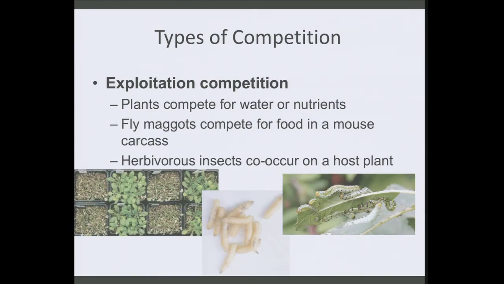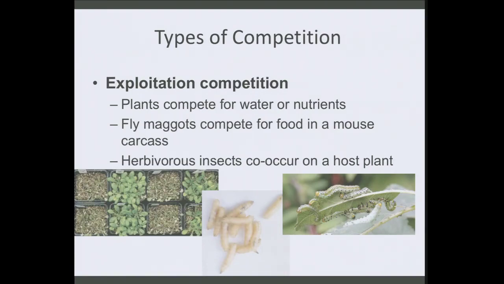So exploitation, so plants, for instance, might compete for water. So they are going to grow roots, and whoever gets to that water source faster gets access to the water, and the other individuals lose out because they can't get access to the water. Fly maggots compete for food, so they eat as fast as they possibly can, and once the mouse carcass is gone, individuals that didn't consume enough to survive will die, and individuals that consumed fast enough will survive.